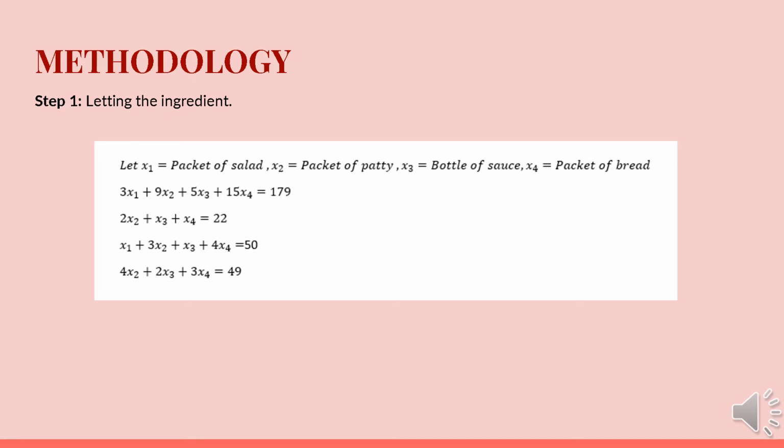Step 1 is letting the ingredients. Let x1 equal to packet of salad, x2 equal to packet of patty, x3 equal to bottle of sauce, x4 equal to packet of bread. The linear equations that we use are 3x1 plus 9x2 plus 5x3 plus 15x4 equal to 179. Next, 2x2 plus x3 plus x4 equal to 22. Next, x1 plus 3x2 plus x3 plus 4x4 equal to 50. And the last one, 4x2 plus 2x3 plus 3x4 equal to 49.